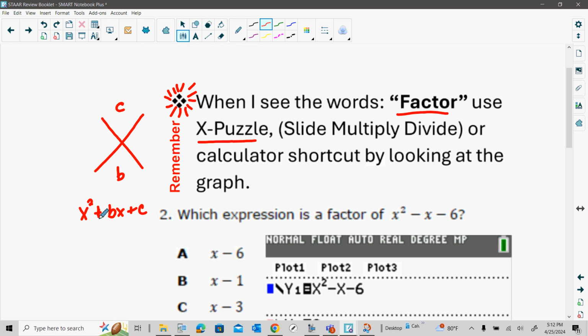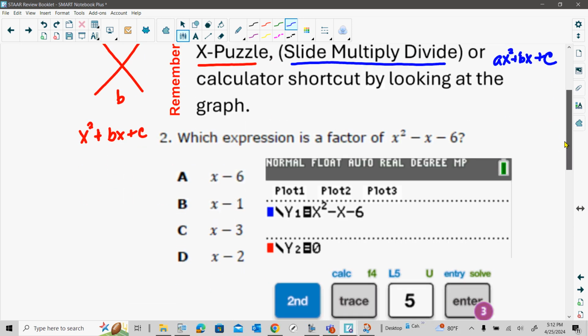Or we're going to do slide, multiply, and divide. That's when we do have a coefficient for the lead term. Okay. And then you always have your calculator shortcut. So I just want to explain that here.